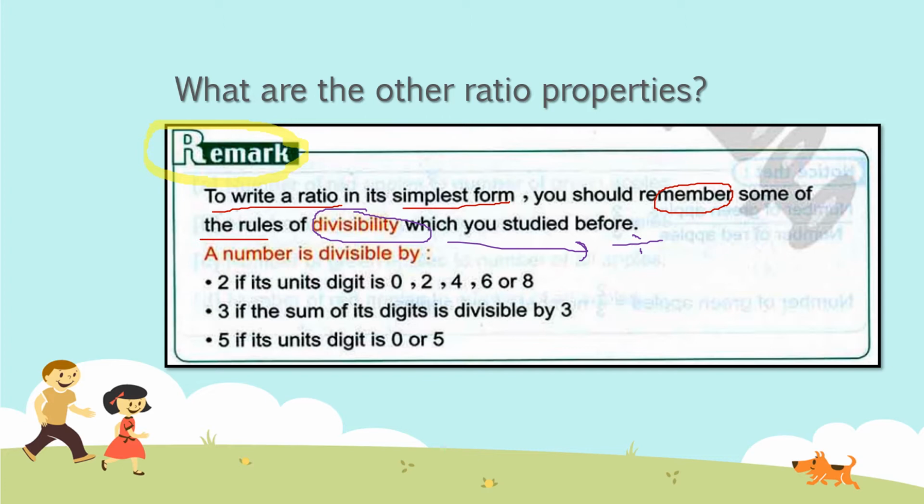So we can here say that a number is divisible by, and we have studied the rules of divisibility before, a number is divisible by 2 if its units digit is 0, 2, 4, 6, or 8. It's divisible by 3 if the sum of its digits is divisible by 3. It is divisible by 5 if the units digit is 5 or 0. So we need to remember the divisibility rules so we can simplify the ratio into its simplest form.